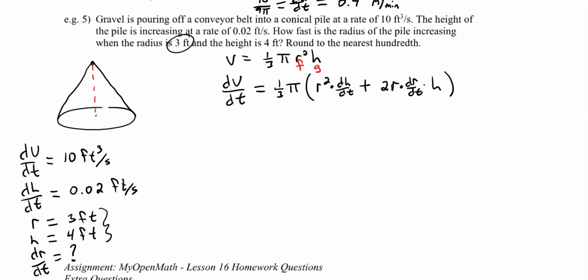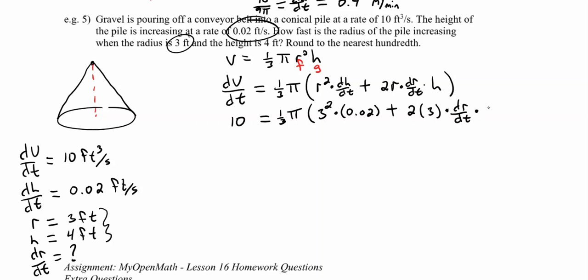Okay, so let's throw some numbers in now, right? We know most of these. So dV/dt, it was 10. And then we still have 1/3 pi. Am I safe to put the radius in now? Yeah, because we've taken the derivative. I want to know it at this exact moment. So yes, now we can throw it in. So the radius was 3 squared. dh/dt, I know that one too. That's 0.02, right? That was how fast it was increasing. Plus 2 times, and then the radius was 3. And then I don't know dr/dt, but that's good. That's the one I'm looking for, right? So I'm just going to write dr/dt again. And then h, I do know that one at this moment as well. So that's 4.